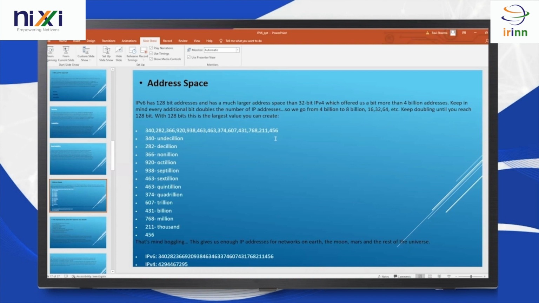Mostly we have heard of thousand, million, billion and hardly a trillion. But here we have a very big range: thousand, million, billion, trillion, quadrillion, quintillion, sextillion, septillion, octillion, nonillion, decillion and undecillion. It's a huge range which we can use for a long time. That's mind-boggling. This gives us enough IP addresses for networks on Earth, the Moon, Mars and the rest of the universe. Quite interesting, right?